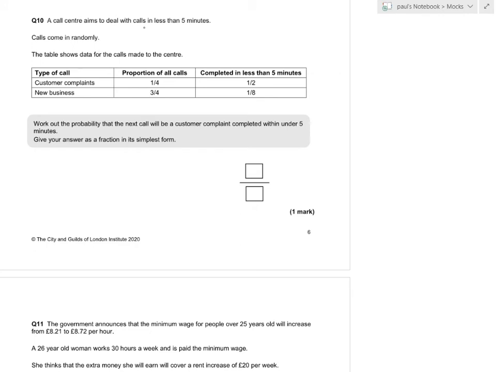Call center aims to deal with calls in less than 5 minutes. Calls come in randomly and the table shows the data of the calls of the center. Work out the probability that the next call will be a customer complaint within under 5 minutes. Give your answer as a fraction. So there's a quarter of the calls are complaints. So it's a quarter times a half, which equals 1/8.